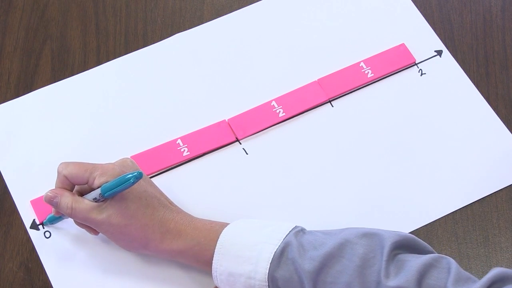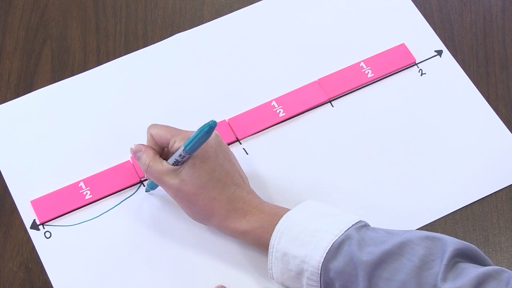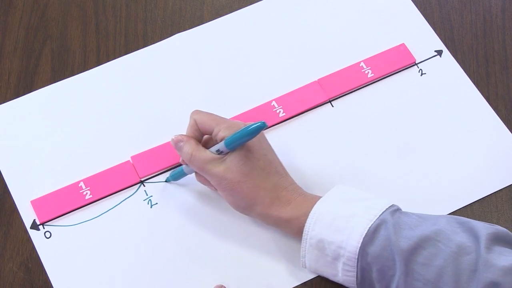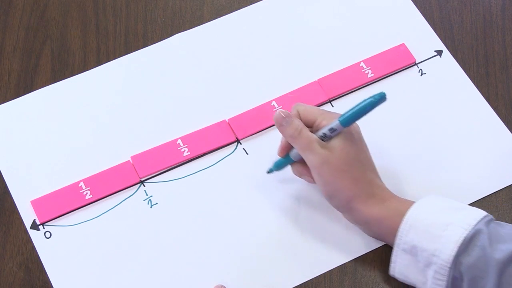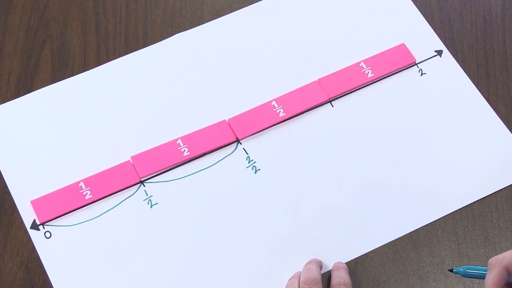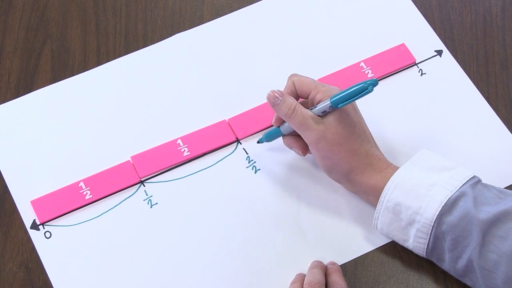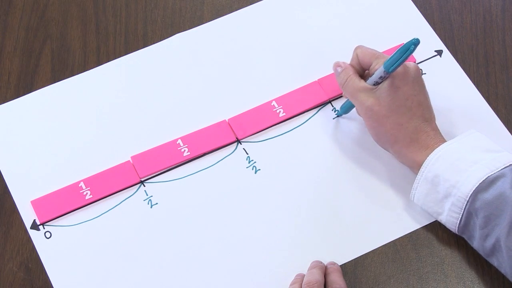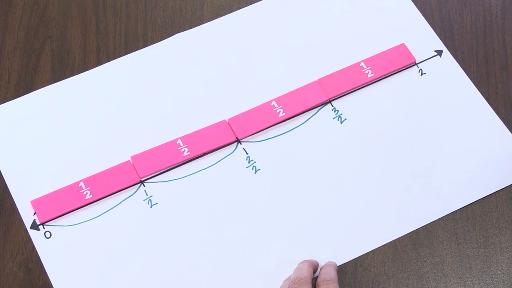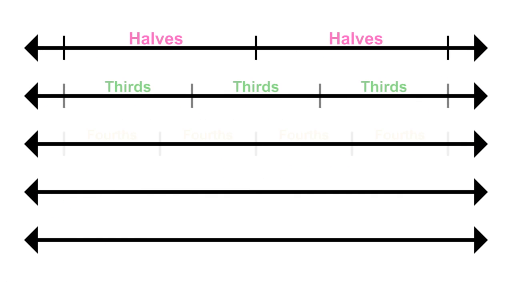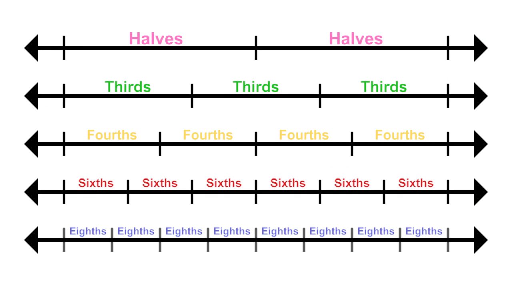Starting at 0, if I jump over 1/2 one time, I would label that 1/2. If I make another jump, I land on the 1, but I also notice that I've moved over a length of 2 halves. So 2 halves is also equal to 1. Remember that we're looking for 3 halves, so I will make one more jump for a total of 3 jumps of 1/2, which is 3 halves. You will want to have your child practice partitioning different number lines into halves, thirds, fourths, sixths, and eighths, and find a variety of fractions on those number lines.